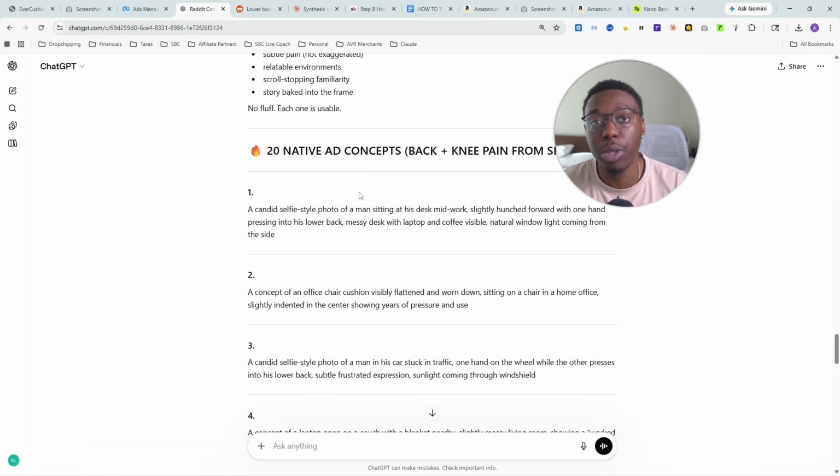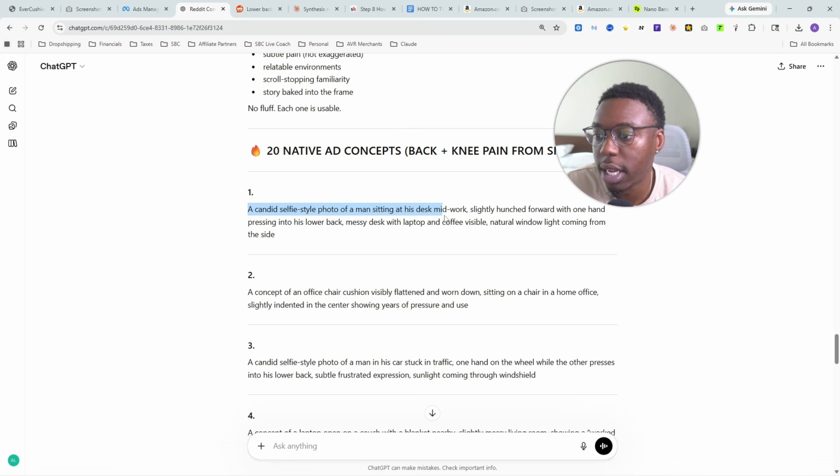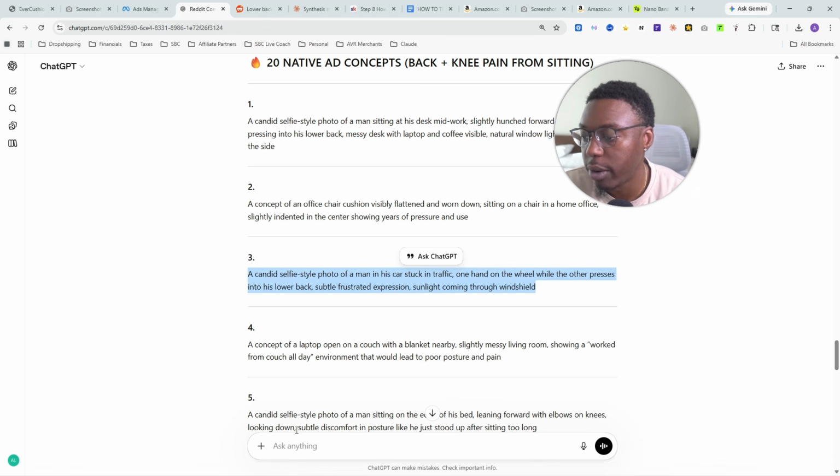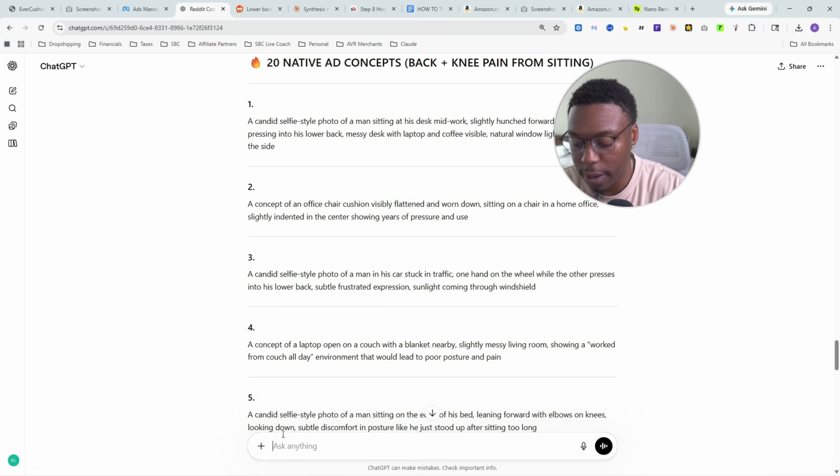We don't want just anyone stopping the scroll. If that was the case, we'd just throw up a ton of nonsense clickbaity images. We want specific people stopping the scroll, and it has to be the people that resonate with that pain and that issue the most. So we have a candid selfie photo of a man sitting at a desk mid-work, slightly hunched over. Okay, that sounds good. So what I can do, right, so we have a ton of candid photos. So what I'll do is I'll say turn concepts 1, 2, 3, 4, and 5 into scripts for Higgsfield.